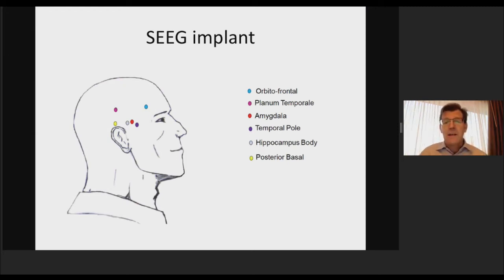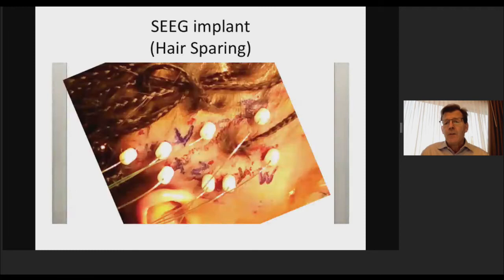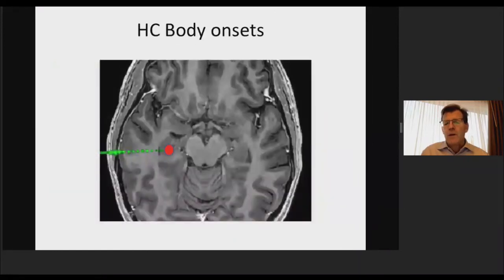We did a very limited implant, trying to look at lateral versus mesial temporal. As correctly shown in the case we looked at, we would do a more extensive implant now, although we probably would end up with about 10 to 11 electrodes now instead of 6. And so we did a hair-sparing implant of SEEG. And what we found is very focal seizure onsets in this case in the hippocampal head and body.